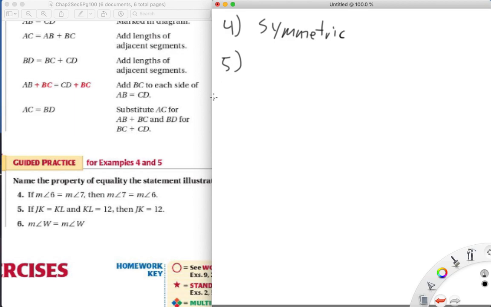Number 6, something is equal to itself. Oh no, I'm sorry, this is transitive. If A equals B and B equals C, then A equals C. I'm sorry, transitive property. And then for 6, something is equal to itself, that's reflexive.